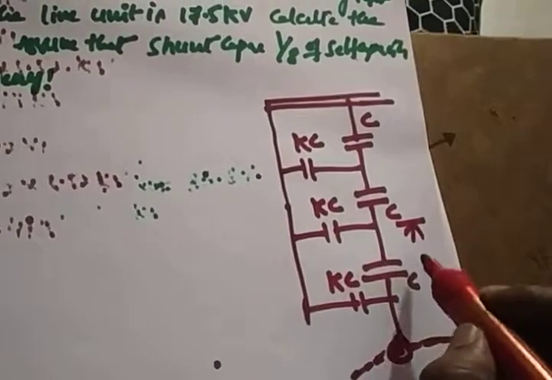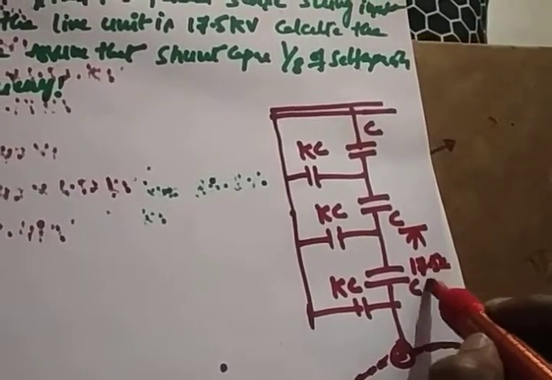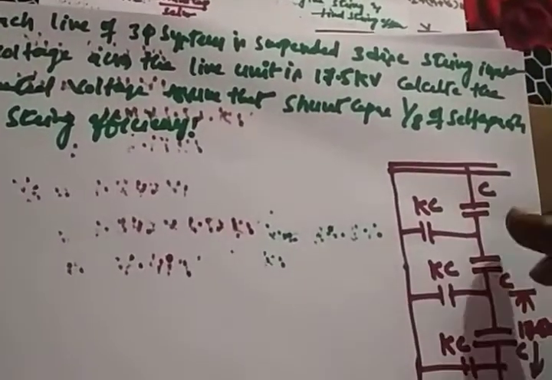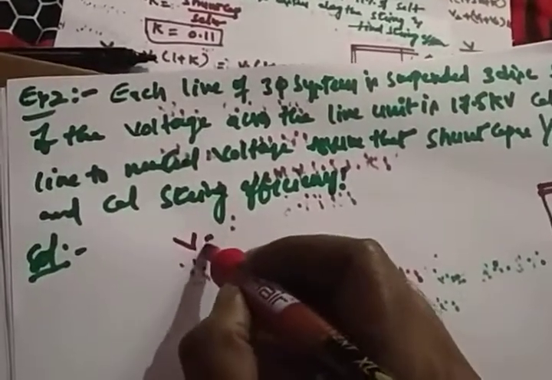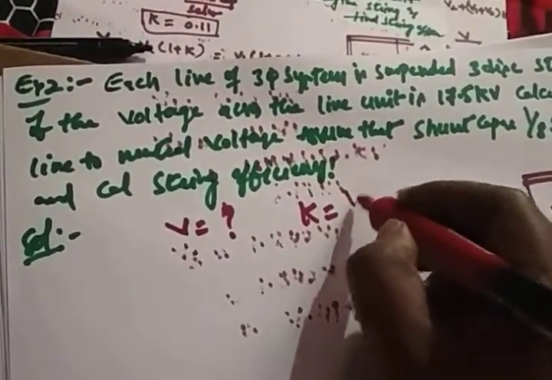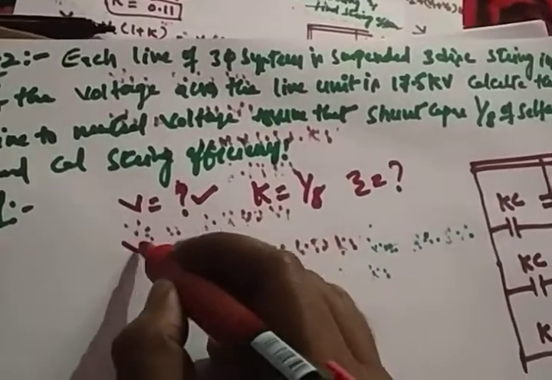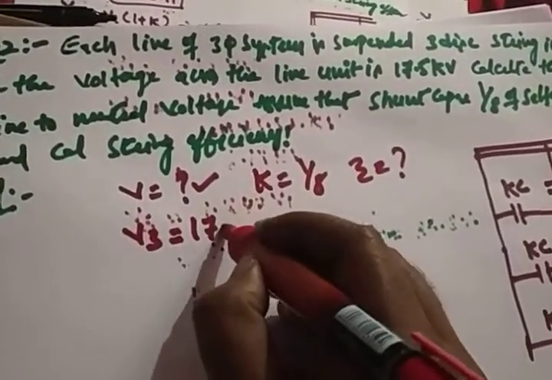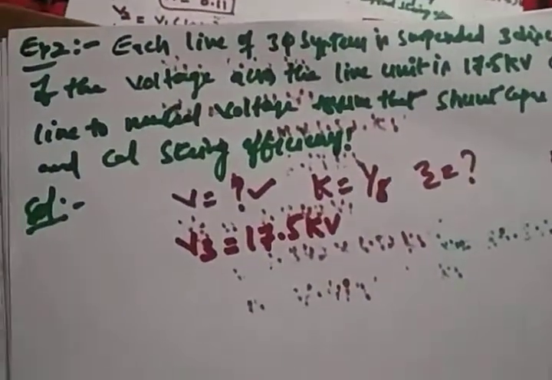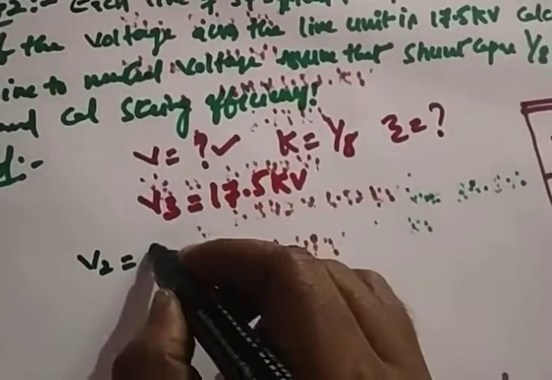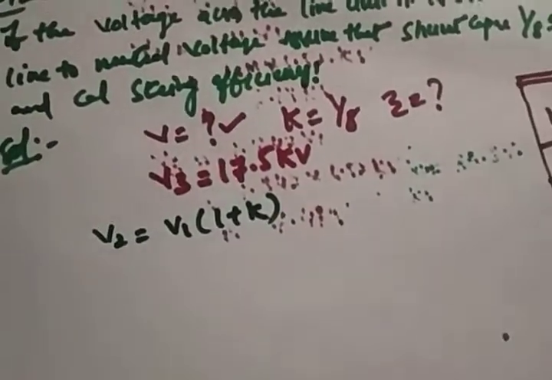So the voltage is given, 17.5 kV. So this one is given. Calculate the line to neutral voltage, that is, the string voltage, the total voltage. They'll ask what the V value is. Given K is equal to 1 by 8. You know the K value. They want to calculate the V value and find out the efficiency. So given V3 is equal to 17.5 kV. Right? You know the formulas. What is V2? V2 is equal to V1 into 1 plus K. Substitute it.